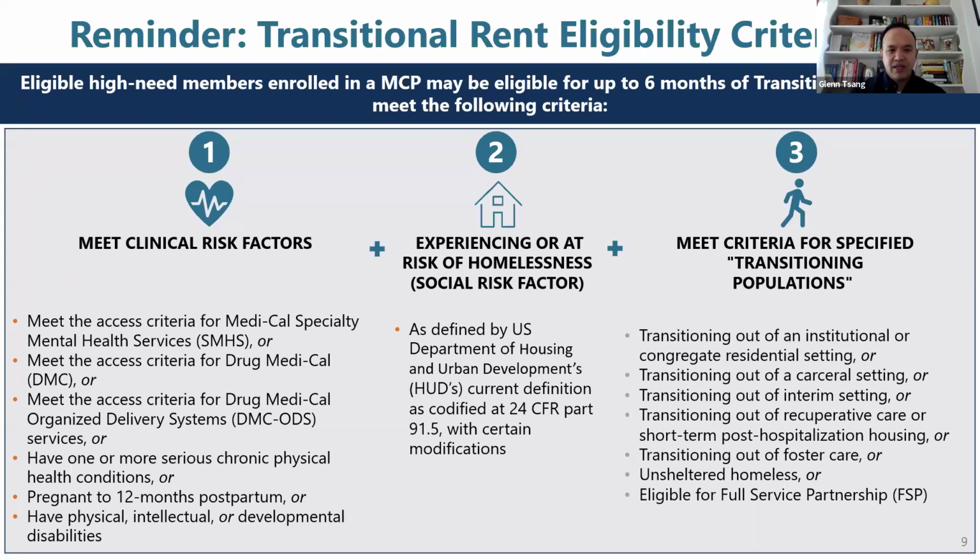The second bucket is the social risk factor. I think that one's a little more straightforward. Those are for members who are at risk of or currently experiencing homelessness. And then the third bucket is what we call the transitioning criteria. These are for members who are making critical transitions in life, such as transitioning from a carceral setting, that could be county jails, state prisons, youth detention facilities, or other inpatient settings. It could also be domestic violence shelters, or transitioning out of other systems of care, such as foster care. Additionally, this is available for those who are experiencing unsheltered homelessness or eligible for full service partnerships. Next slide, please.